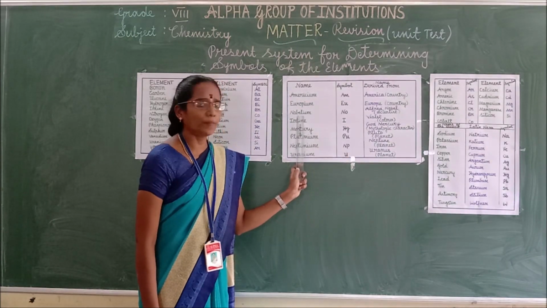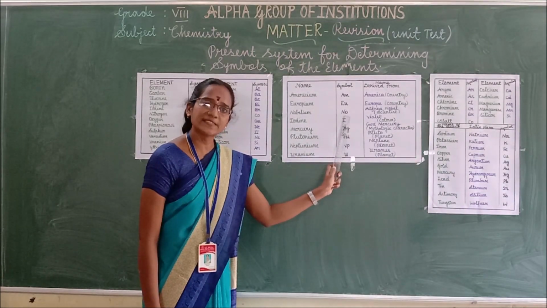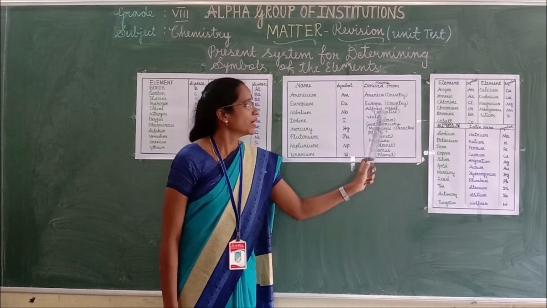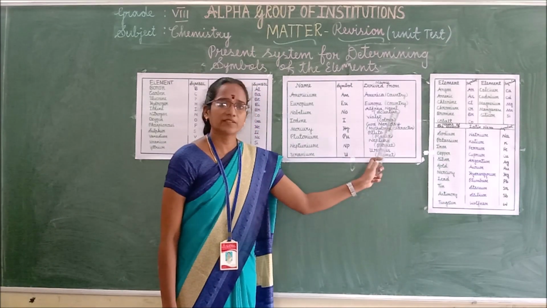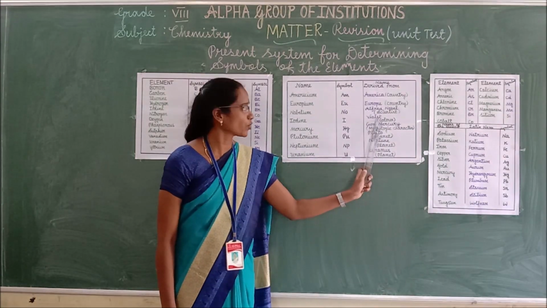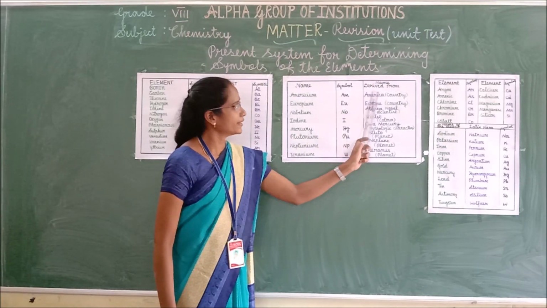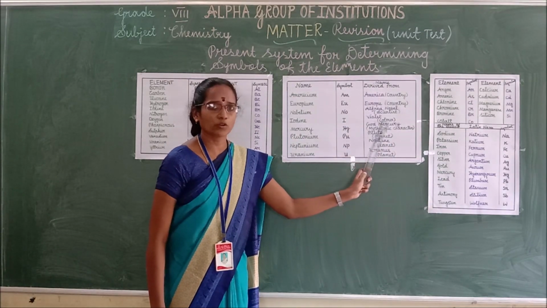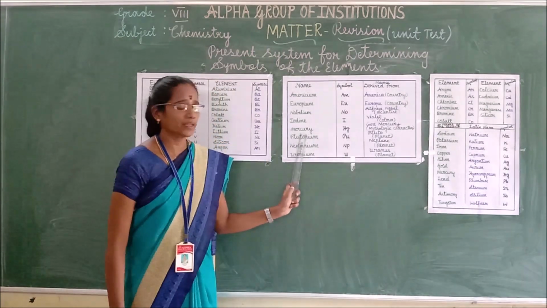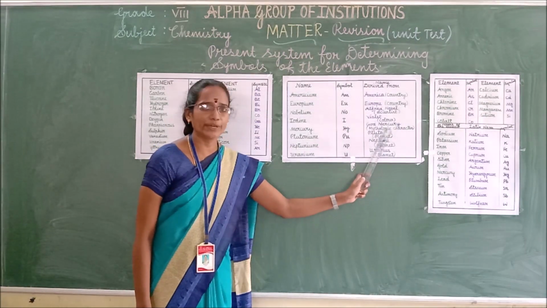Okay, so next one, nobelium. Name of the element is nobelium, and its symbol is No. Okay, derived from the scientist name Alfred Nobel. Okay, Swedish chemist, and he invented the dynamite. Okay, next one, iodine. Its symbol is I, and its name is derived from the color. Okay, iodine color is violet. Next one, mercury. Its symbol is Hg, derived from god Mercury.